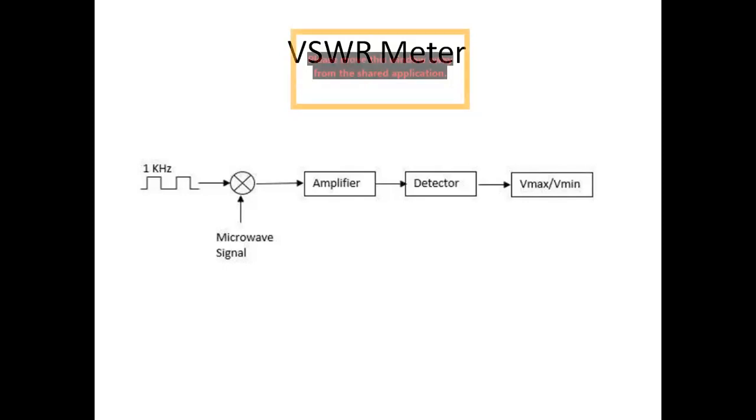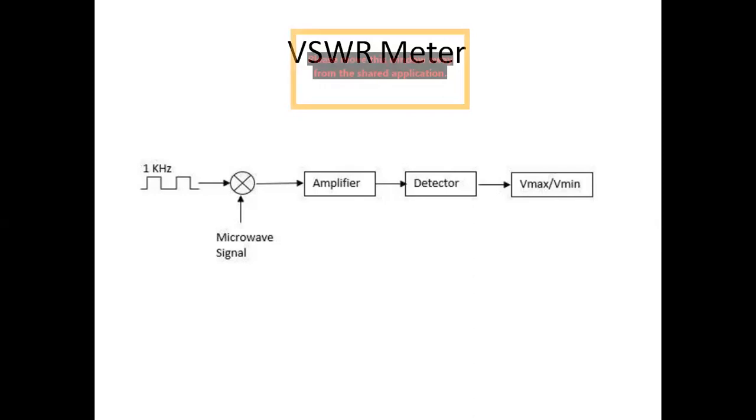But these reflected waves are not good for our transmission, and we need to minimize those reflections. But it's very difficult to minimize those reflections. So, for that purpose, we are using this VSWR meter. In our lab also, we have used this VSWR meter. So, this is the general diagram of the VSWR meter, showing how we will use it in a circuit.